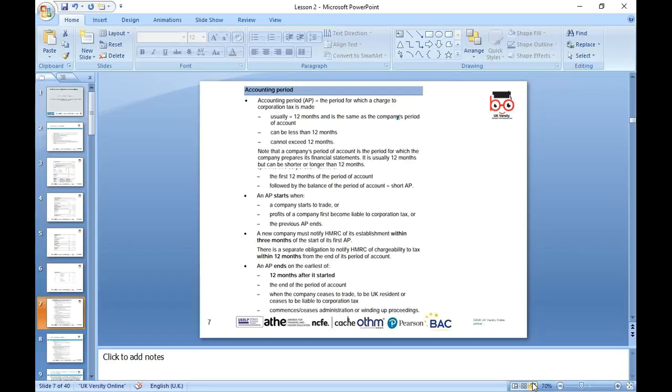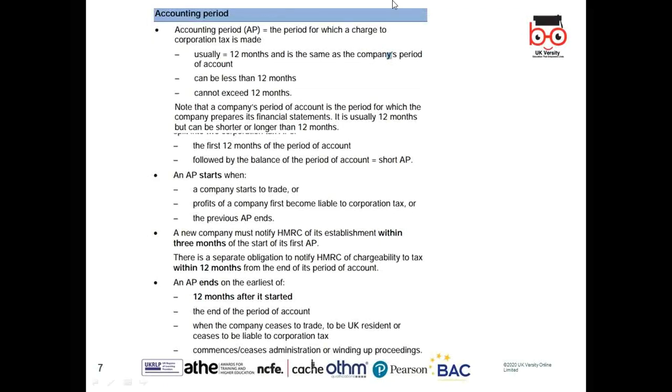Next our focus will be the accounting period. What is meant by accounting period? An accounting period is the period for which the corporation tax is calculated, usually 12 months, the same as the company's period of account. It can be less than 12 months but can't be more than 12 months. The first year can have accounts for less than 12 months. Maybe we start on 1st July until 31st March, so we can prepare the accounts for this, and the next year will be whole year accounts.